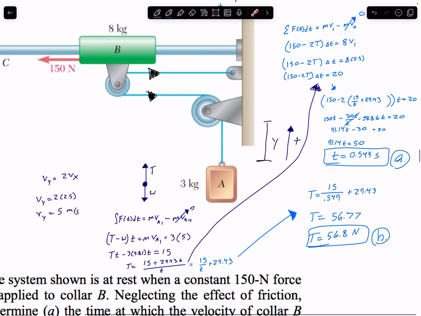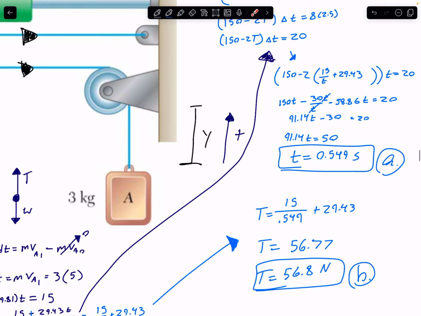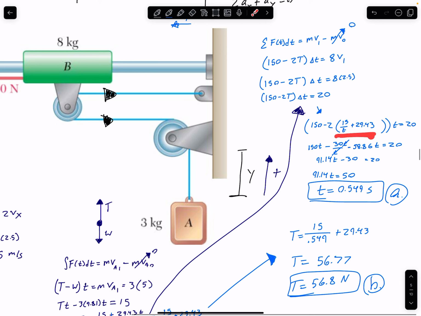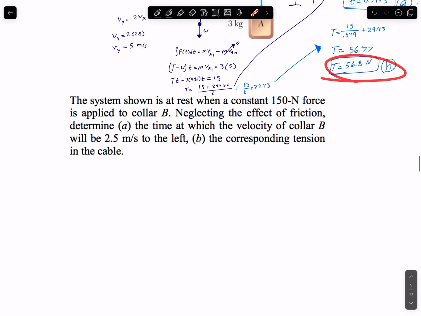And then we're able to sub that in for tension. Once we sub that in here for tension, we do some algebra and we're able to find the total time, which is 0.549 seconds. And once we have that, we can sub that into our tension equation right there, and we get that the tension is equal to 56.8 newtons.